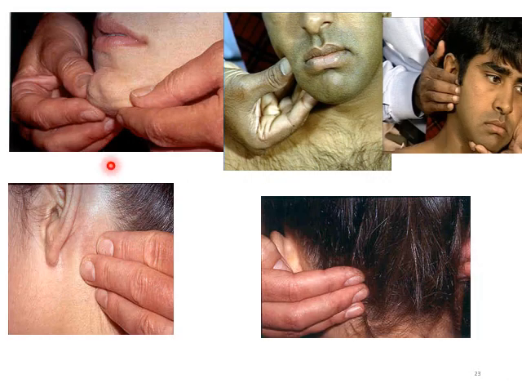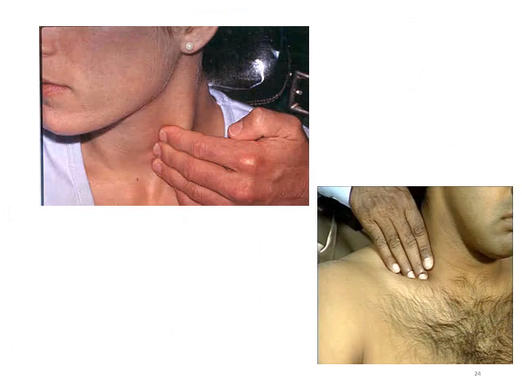Here you can see the different groups are being examined. Can you find out? This is submental, this is submandibular group, this is preauricular, this is postauricular, this is occipital group of lymph nodes, and this is the jugular group of lymph nodes, deep cervical group of lymph nodes, and this is the supraclavicular group of lymph nodes being examined. So this topic which we covered today, the lymphatic drainage of head and neck, is of very importance in the clinical practice. This is very important while you are in the clinical practice.